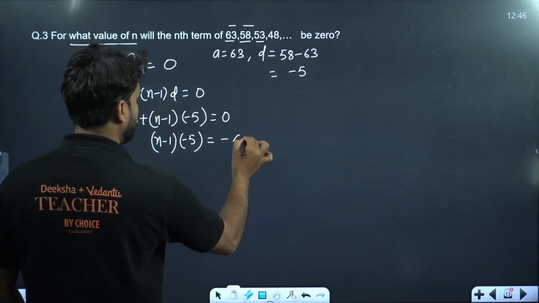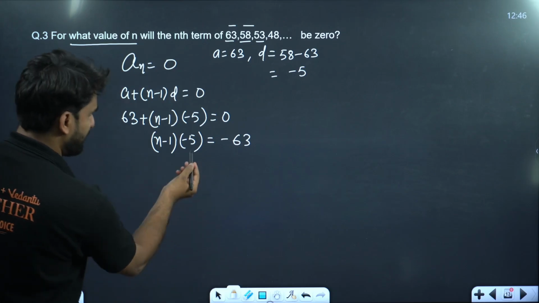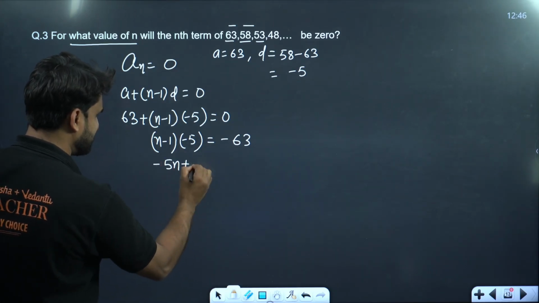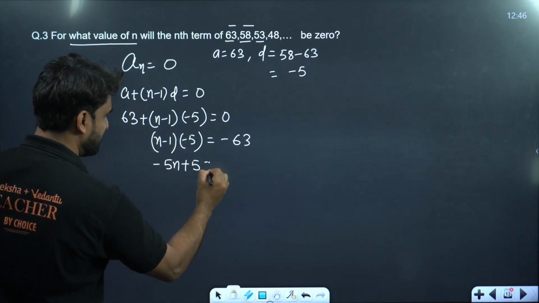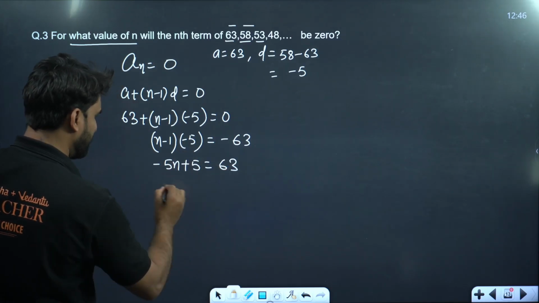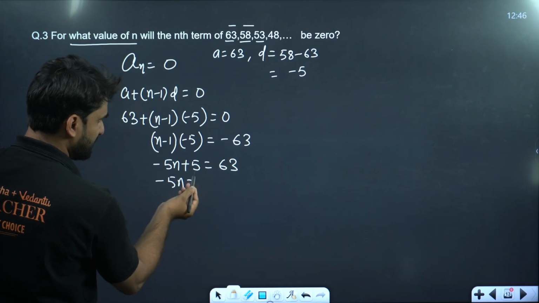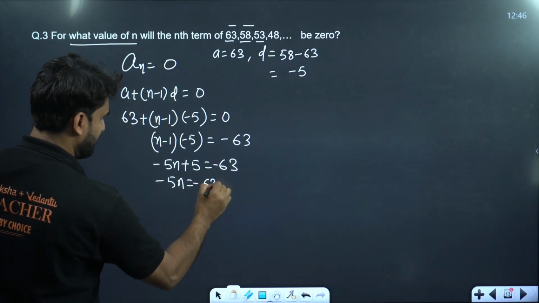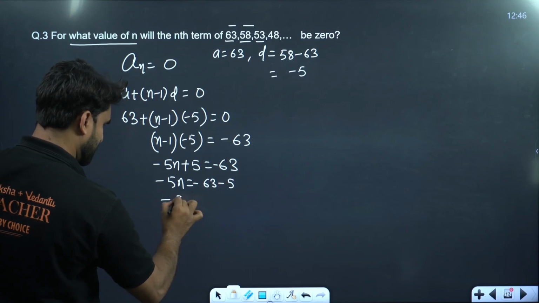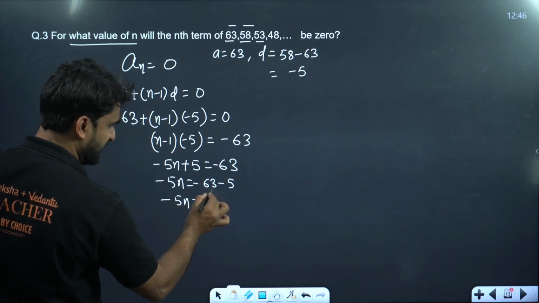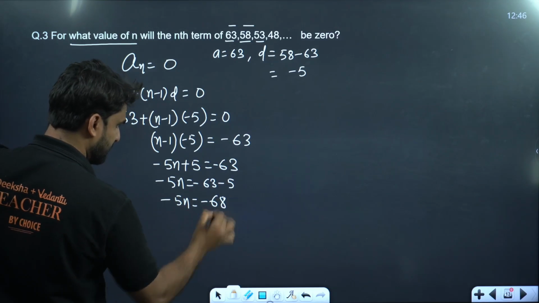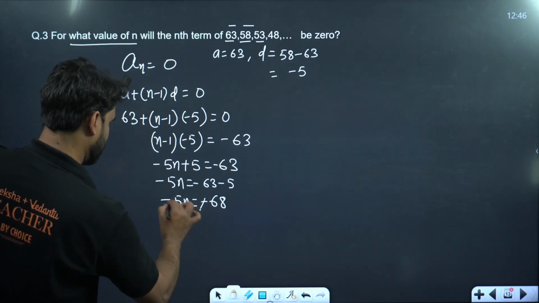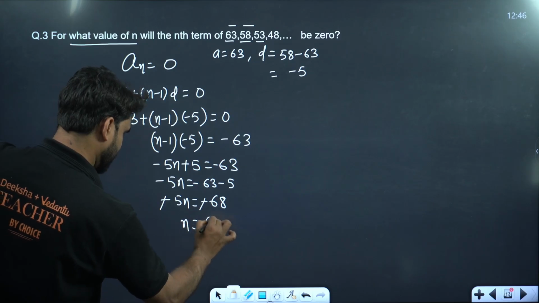So this 63 will become negative, minus 63, perfect. Now we can multiply: minus 5n, minus into minus is plus, plus 5 is equal to minus 63. Now 5 will go there, so minus 5n is equal to minus 63 minus 5, so this will be minus 68. So what will be n here? Minus minus cancel. So n here will be 68 by 5.